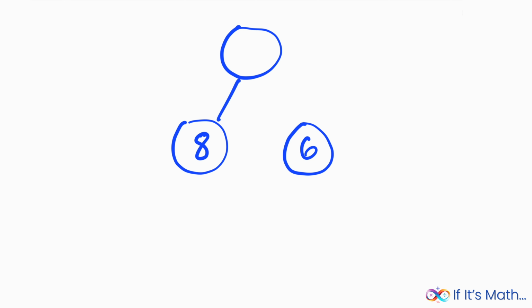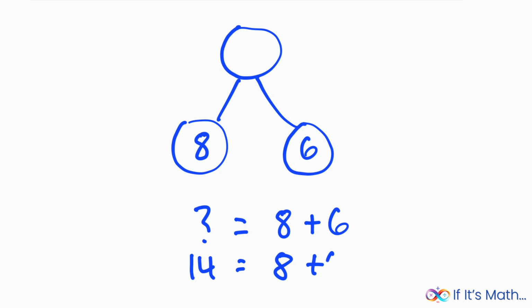The final type that you could get is one where the number at the top of the number bond is missing. So let's say we have 8 and 6, and we need to figure out what's at the top of the number bond. So something is 8 plus 6. We know that that's going to be 14. And so 14 is the missing number in that number bond.